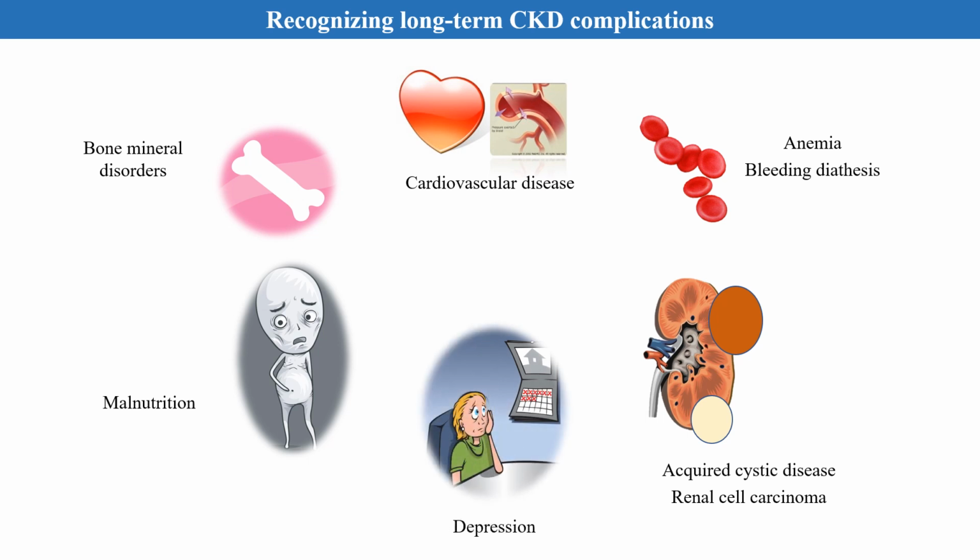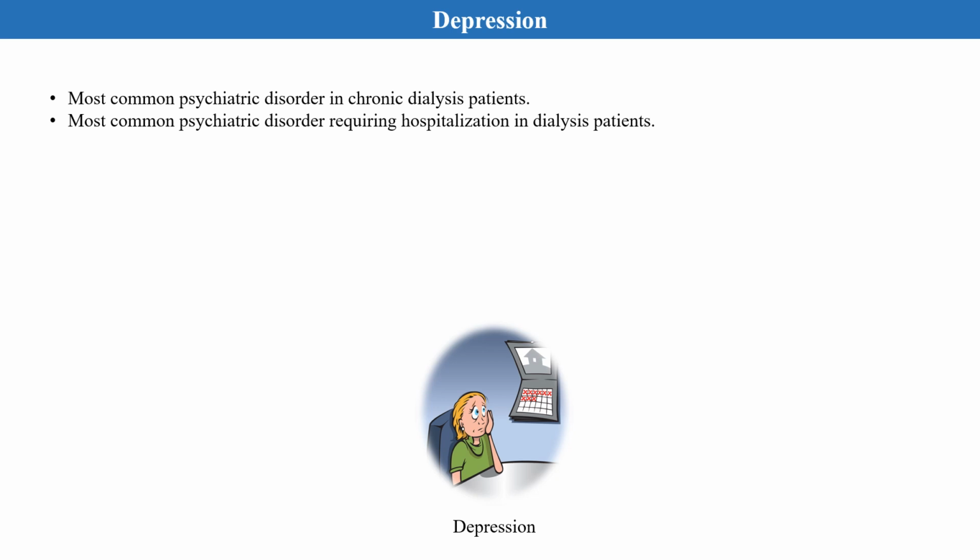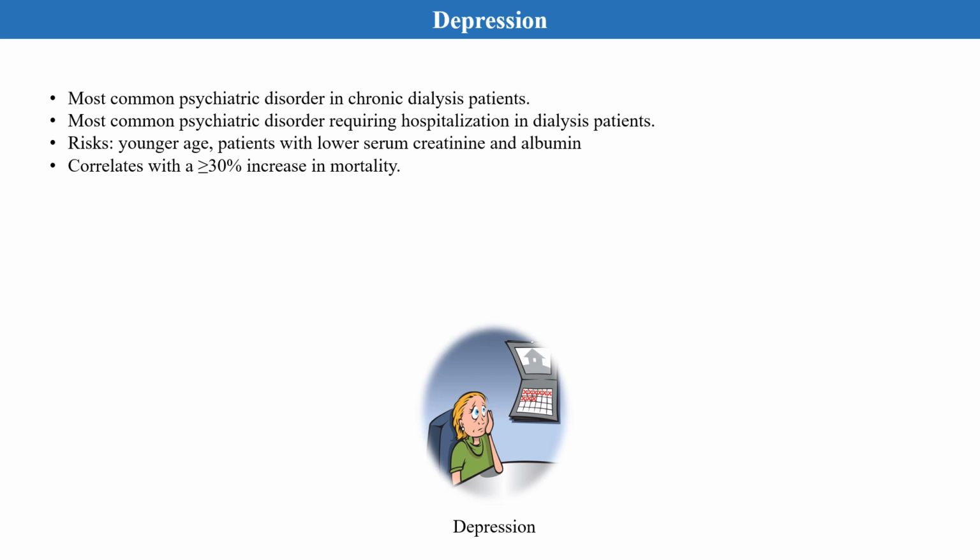Depression is a common complication of CKD. Depression is the most common psychiatric disorder and is the most common psychiatric disorder requiring hospitalization in chronic dialysis patients. At-risk patients include patients of younger age and evidence of malnutrition, such as having low serum creatinine and albumin levels. Depression is not to be taken lightly because it has been shown to correlate with at least 30% increase in mortality. It has also been shown to be a risk factor for increased cardiovascular disease and mortality.